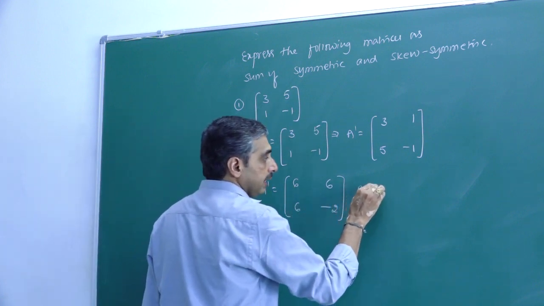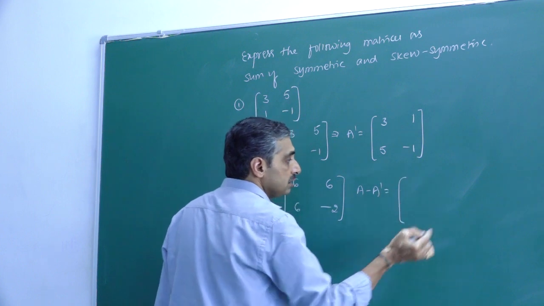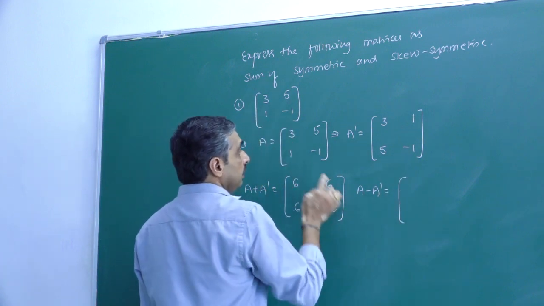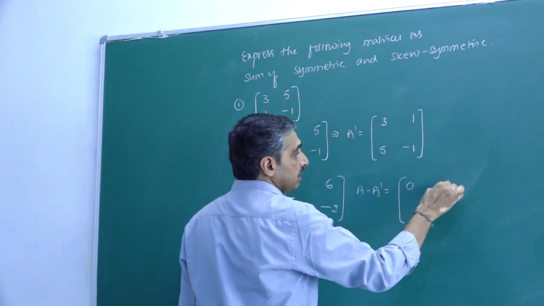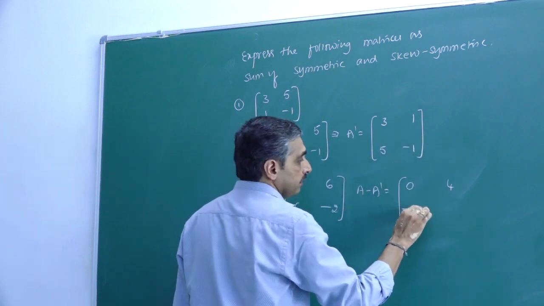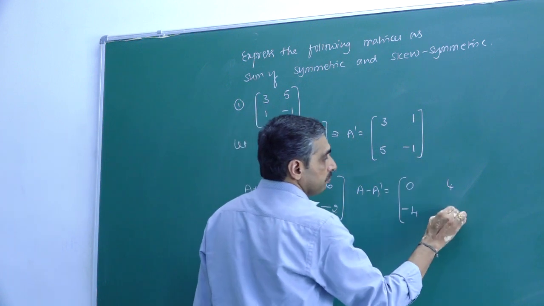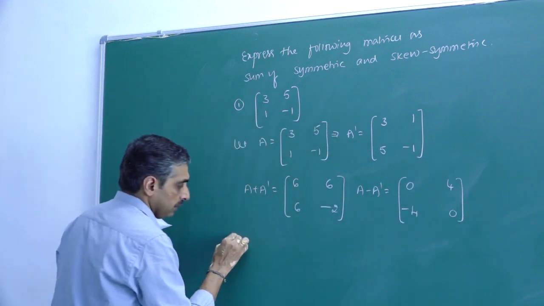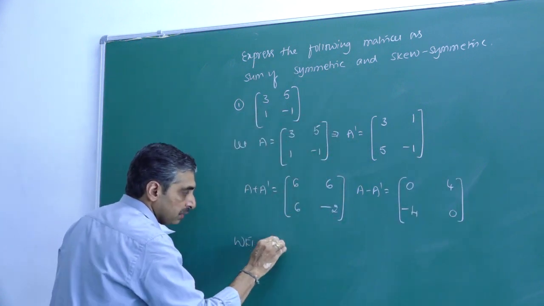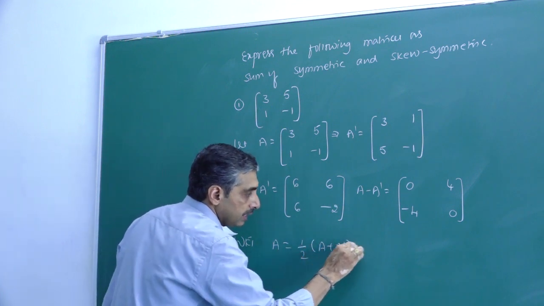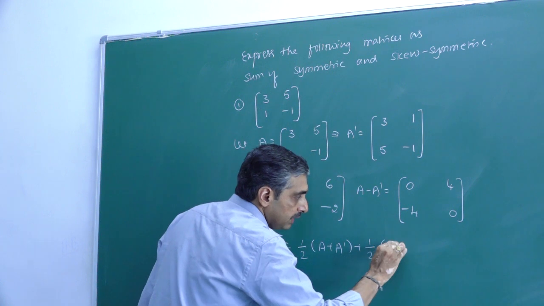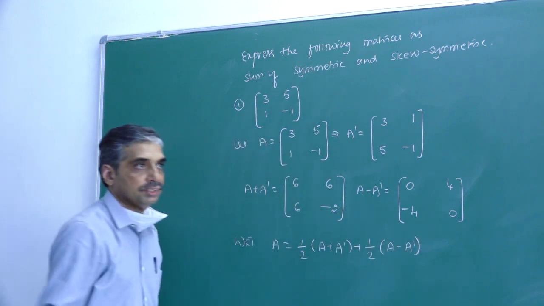Similarly, determine A minus A dash, subtraction also. Subtract 3 minus 3, 0. 5 minus 1, 4. 1 minus 5, minus 4. Minus 1 plus 1, it is 0. Now how can I write it? Half into A plus A dash plus half into A minus A dash.